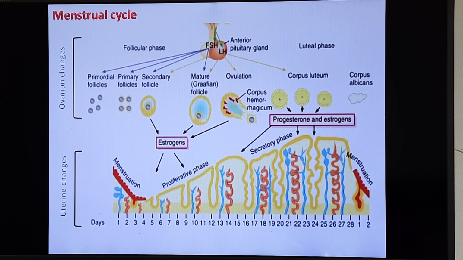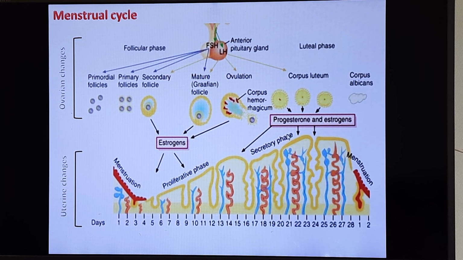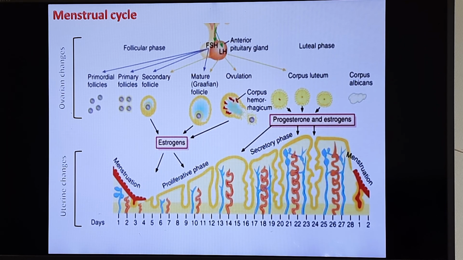But if there is no fertilization, what happens? First we see what happens when fertilization is there. Then in the secretory phase, the wall grows. It supports implantation of the embryo and supplies nourishment. The embryo grows, embryological development takes place here, and a new baby is born.